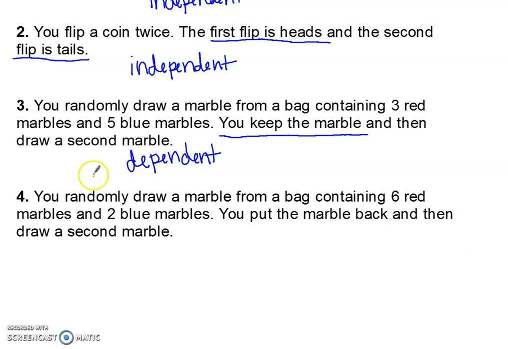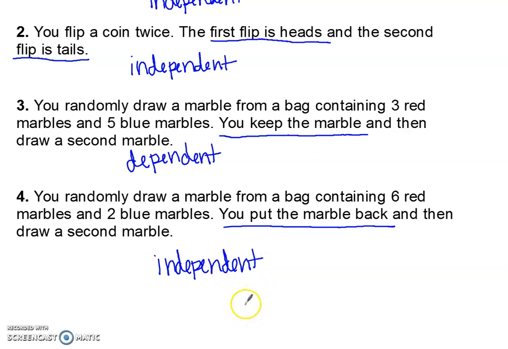Look at the last one. You randomly draw a marble from a bag containing 6 red and 2 blue. You put the marble back. These events are independent, since you put the marble back. But if you had kept it, you would have changed the possible pool of marbles.